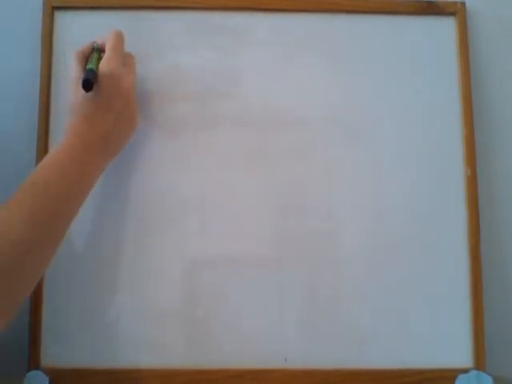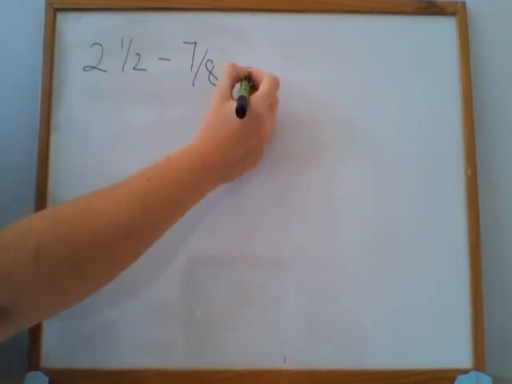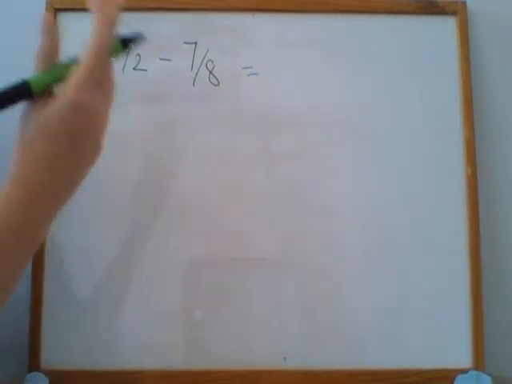Number 8, I will go over a mixed number times by a fraction, 2.5 take away 7/8. So you've got 2.5 take away 7/8. Okay, so we need to put these in the same form.